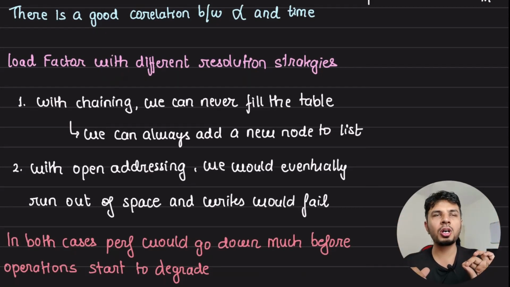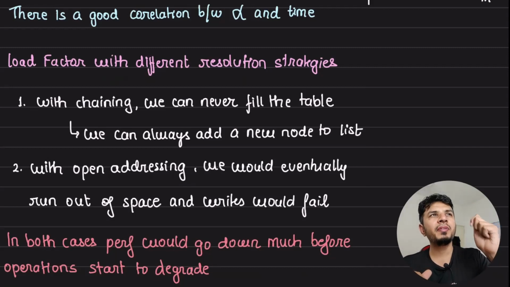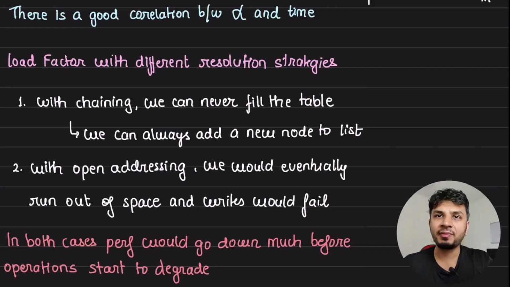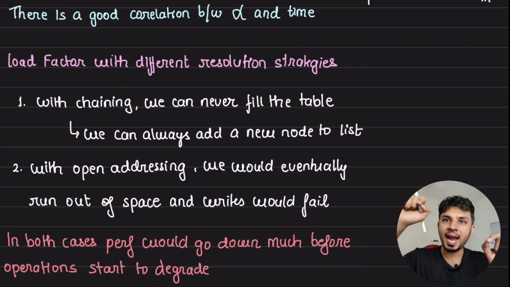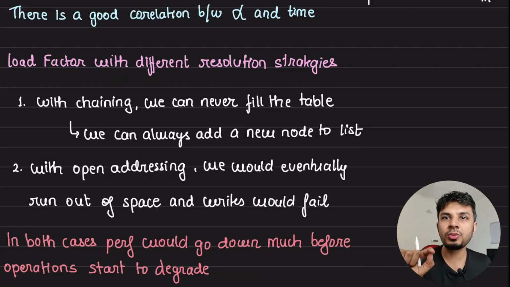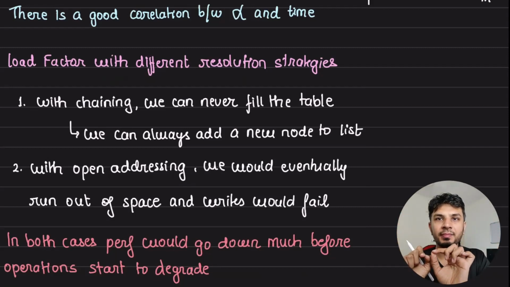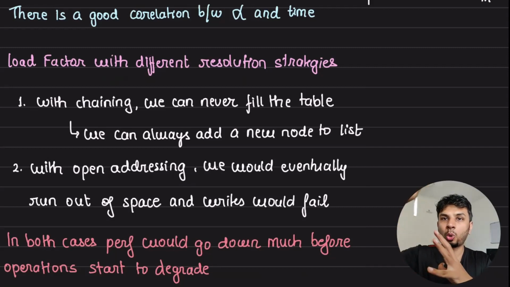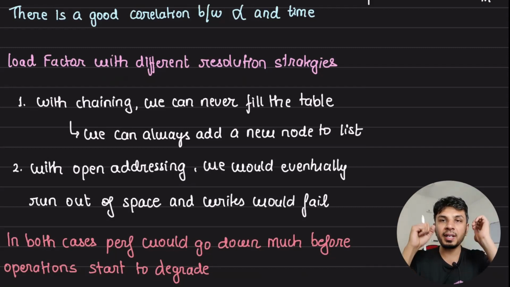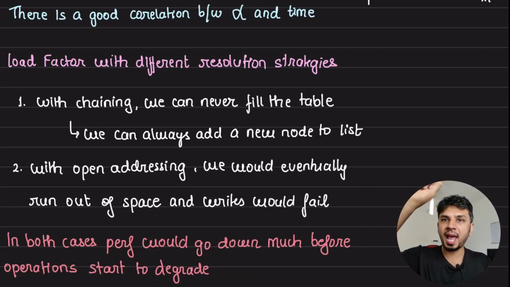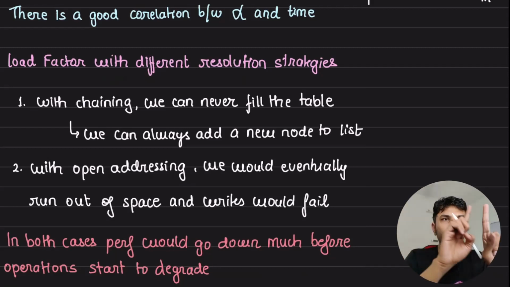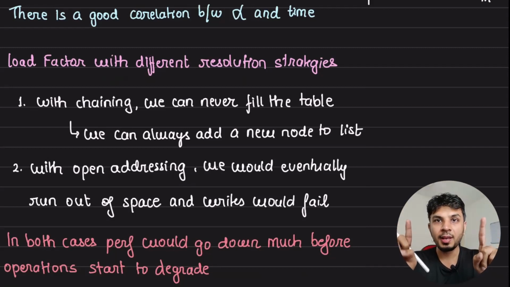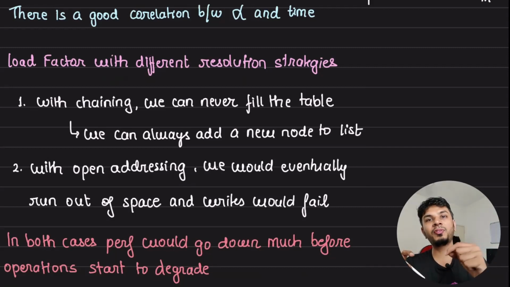But let's take a look at how load factor applies to chaining and open addressing. We'll talk about chaining first. With chaining, we can clearly see that we can never fill the table. A table will never get full, because with chaining, you're always adding the key that you're inserting in a new node of a linked list. Right? You're always creating a new node and putting it there. So you're always using an auxiliary data structure to hold the key. This way, even if there is a collision, you are just adding a new node to the linked list. So although you may occupy all the slots of your hash table, you would never be able to fill it completely.